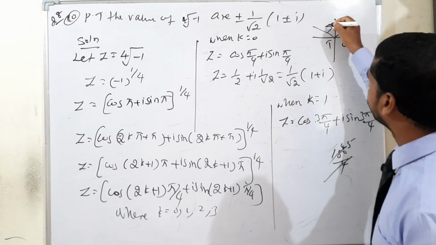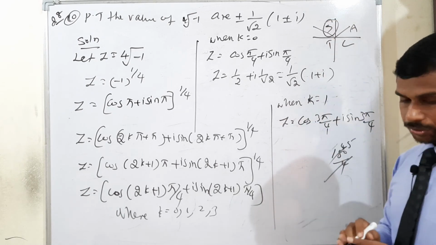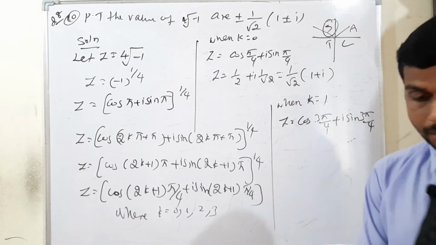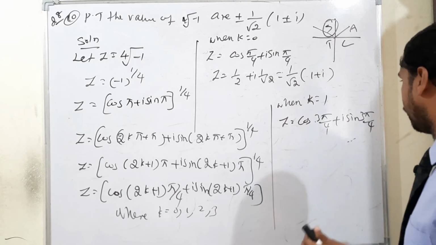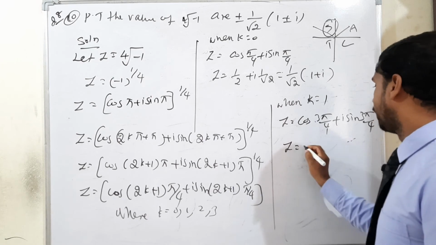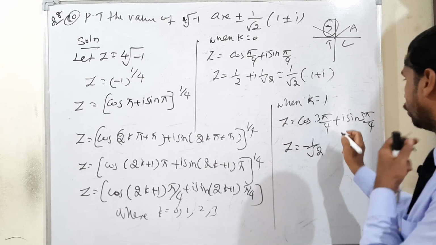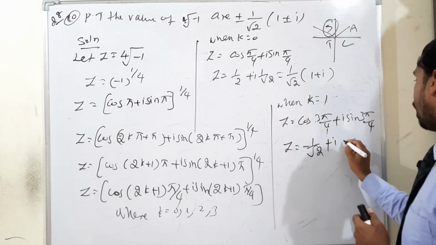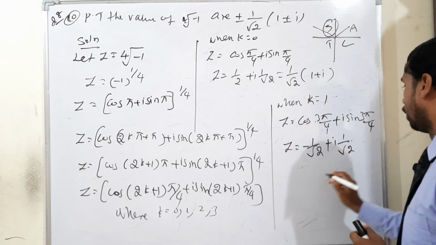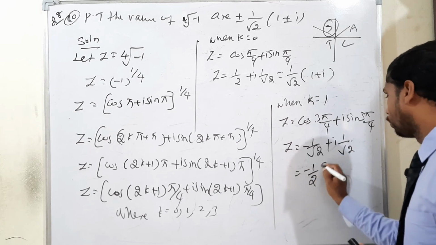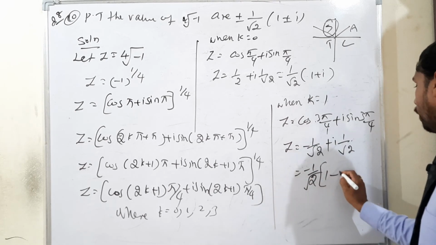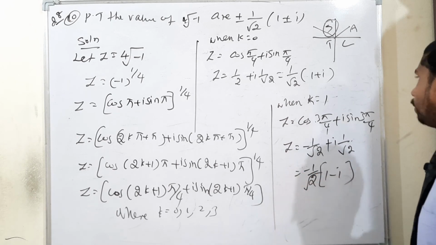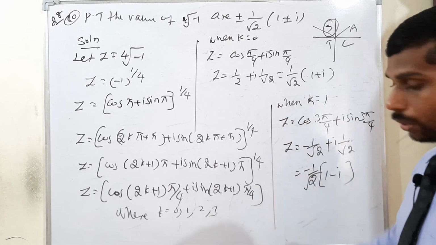It lies in the second quadrant. Second quadrant means only sine is positive. So sine only positive means what will happen? Definitely cos will be negative, therefore negative 1 by root 2, then plus i, because sine is positive in the second quadrant, i 1 by root 2. Therefore, again taking minus 1 by root 2 common outside, 1 minus i will come, because minus is taken common. So 1 minus i comes when k is equal to 1.